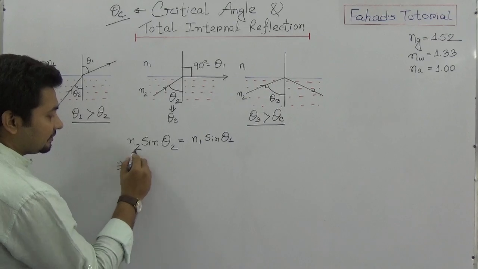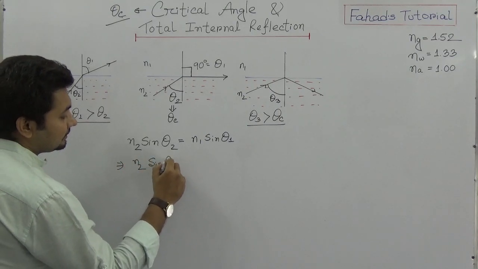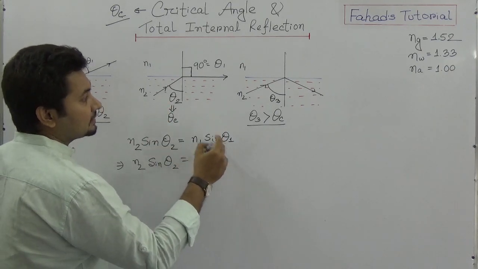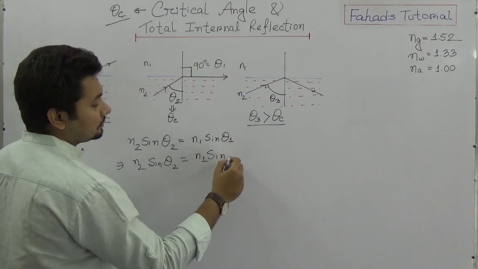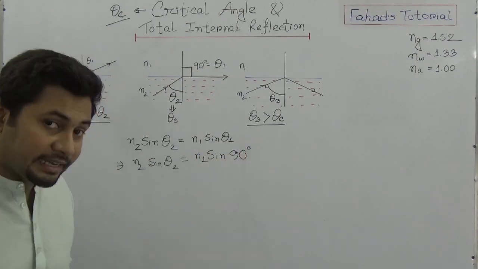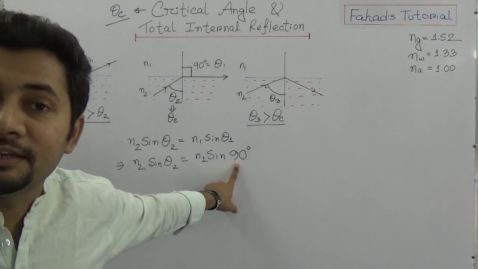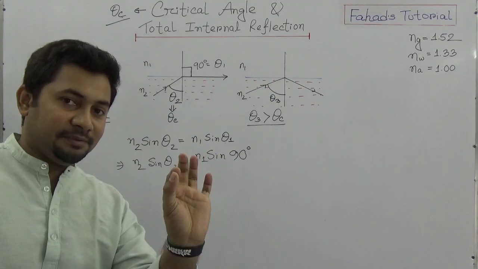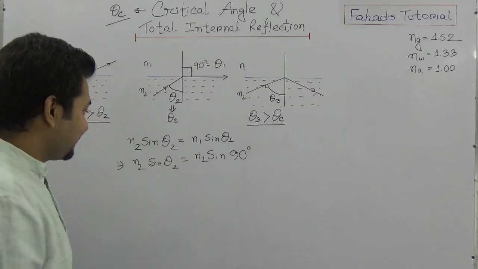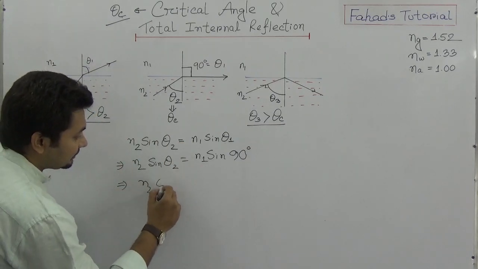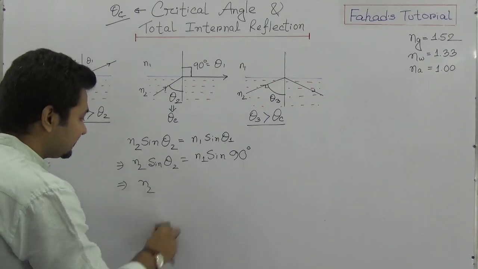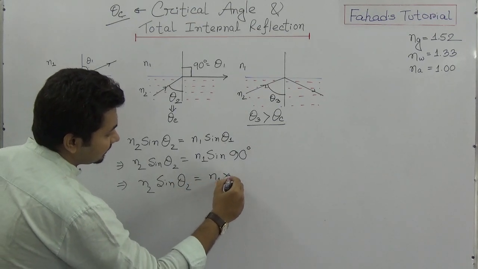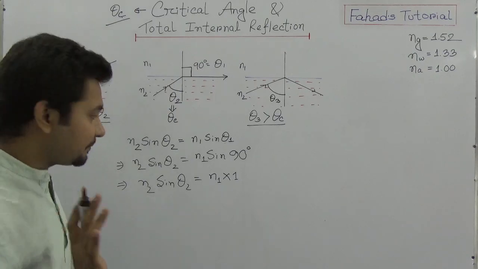Now if you want to find the critical angle, how to find it? Before going to explain, think about it. n2 sine theta 2 is actually n1 sine theta 1. This theta is 90 degree. So in case of critical angle, this would be 90 degree, and we know the value of sine 90 degree is 1. So n1 sine 90 is n1, because n1 will be multiplied by 1. So now we can see that n2 sine theta 2 is equal to n1 times 1, because sine 90 degree is 1.